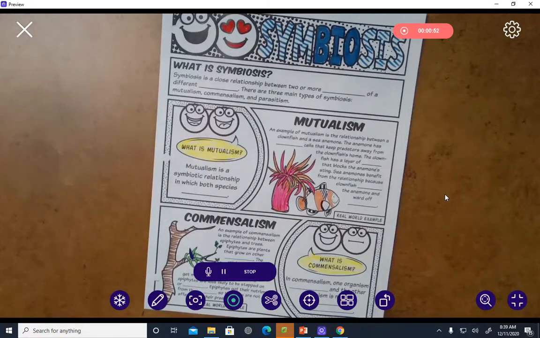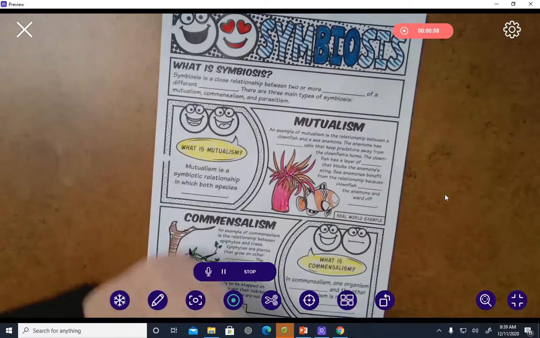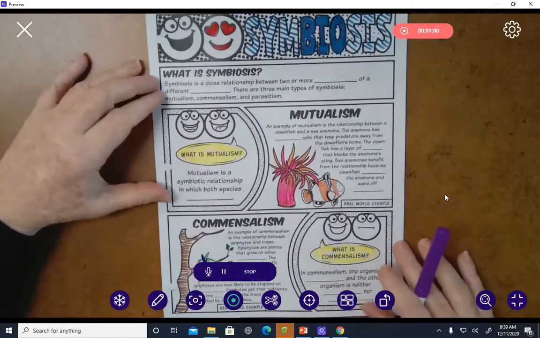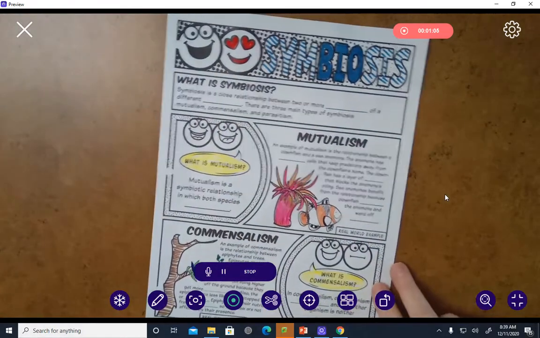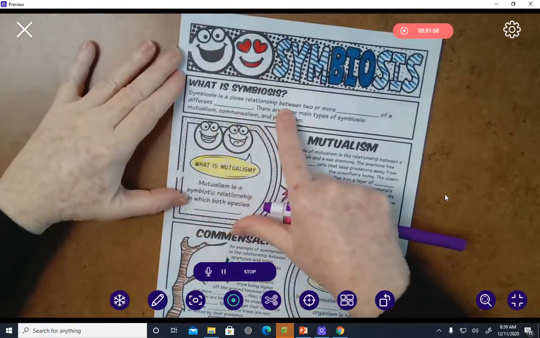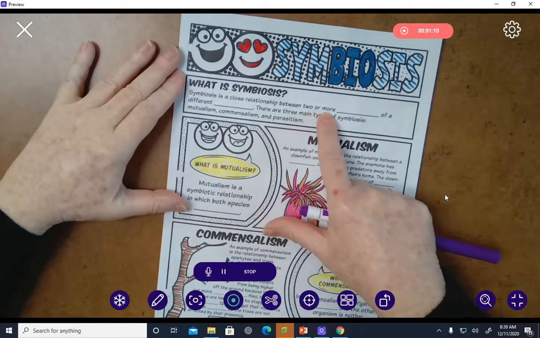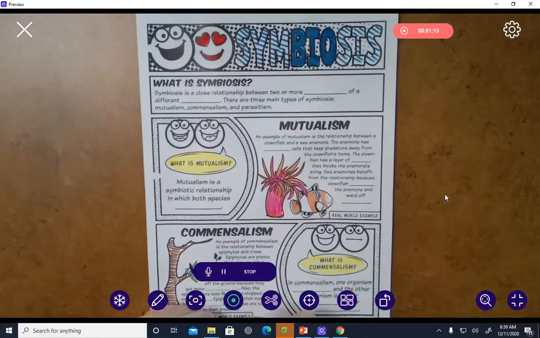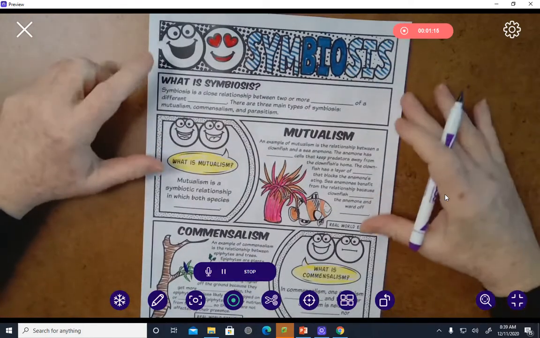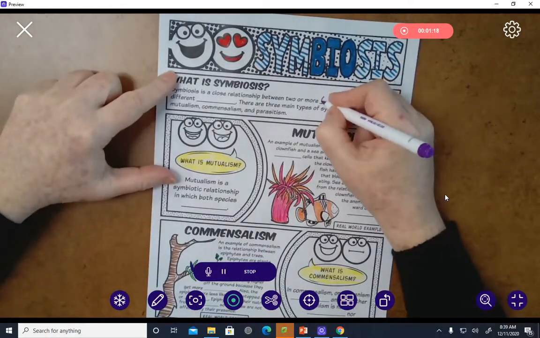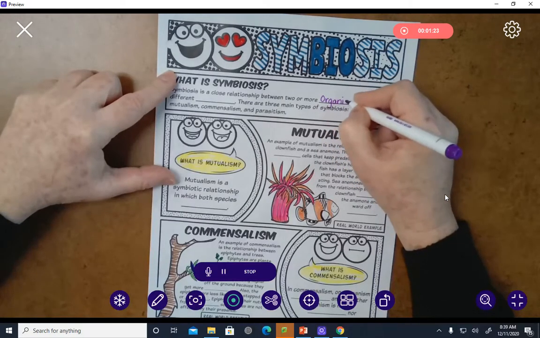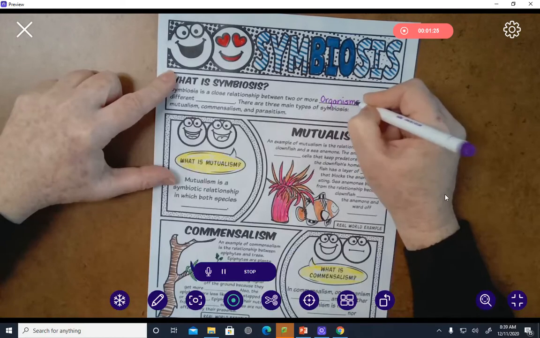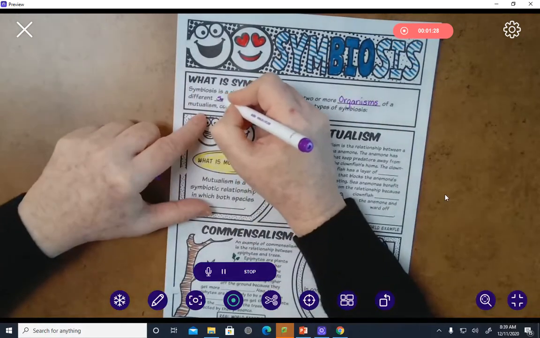So let me get a marker here so that we can do this together. The thought is, what is symbiosis? Symbiosis is a close relationship between two or more, what do you think? You can pause the video if necessary. Organisms, because it could be plants or animals of a different species.